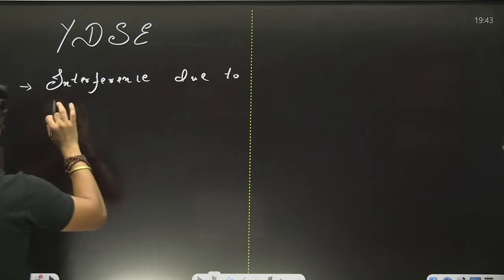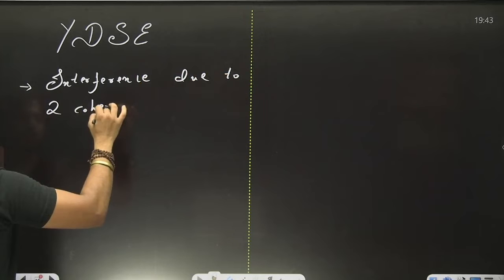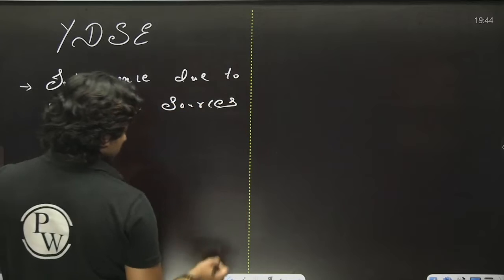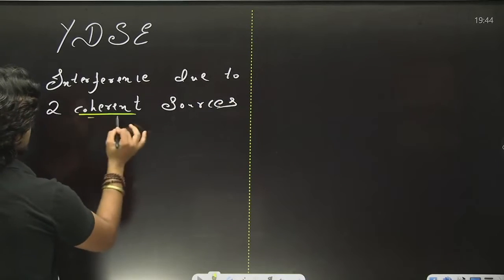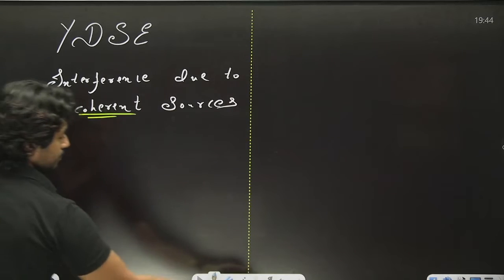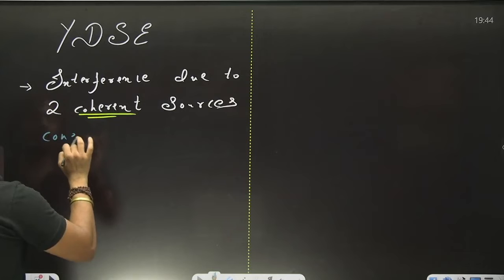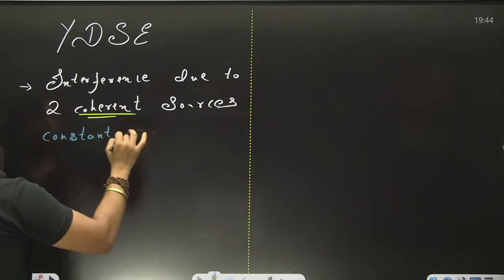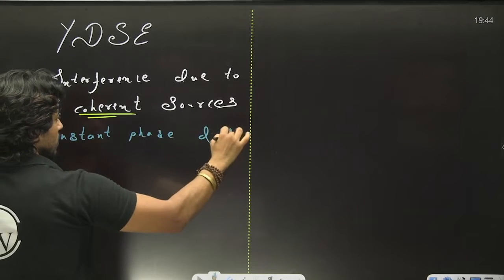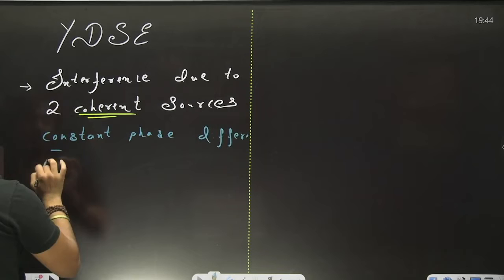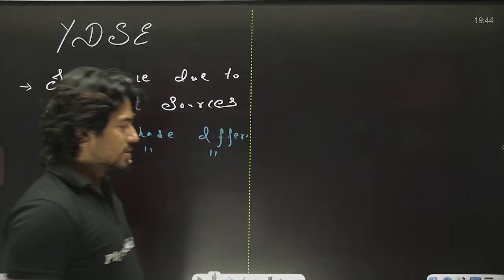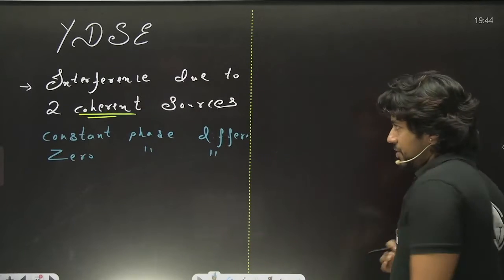Due to two coherent sources. What are coherent sources? Coherent sources are the sources which are having, let's write it technically, a constant phase difference, or zero phase difference. Write it down complete, I'm just writing in short form. Constant phase difference or zero phase difference.